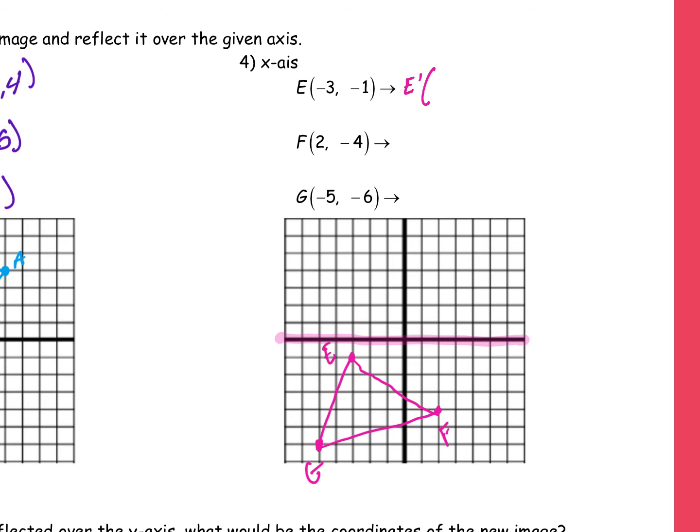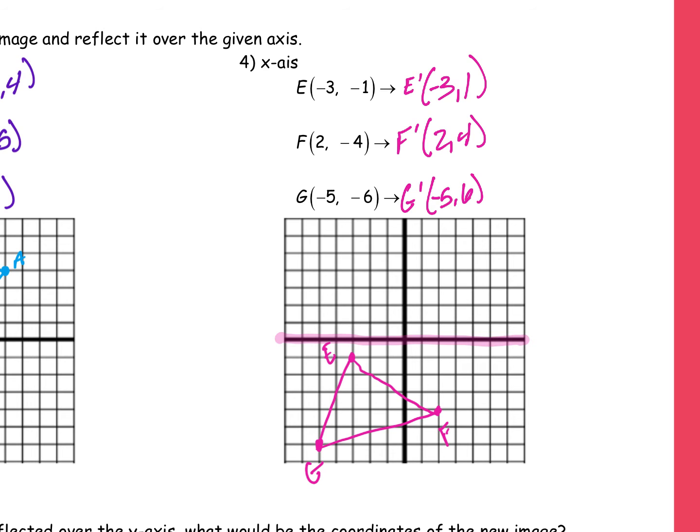Okay, so where's that location at? So we said X is staying the same, right? If I'm reflecting over the X axis. So what's the location of my point? Negative 3, 1. Beautiful. And where's F prime located at? 2, 4. Beautiful. And where's G prime located at? Negative 5, 6. Negative 5, 6.